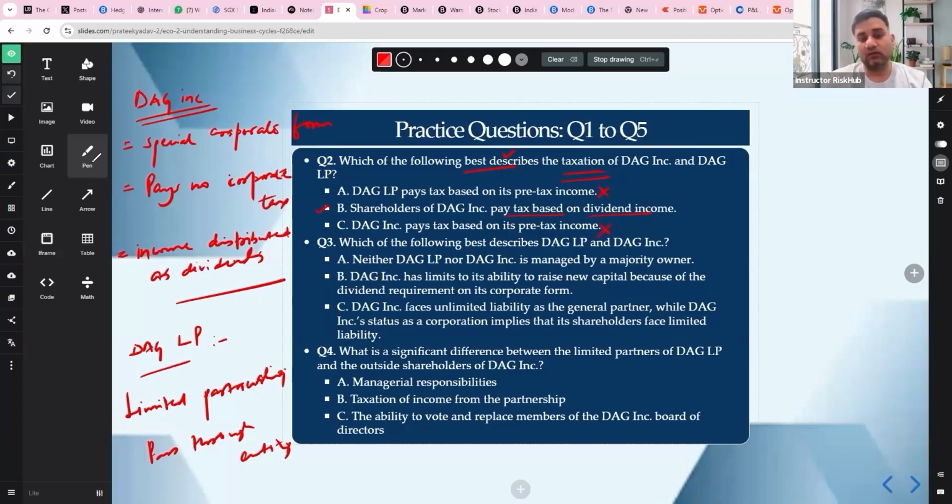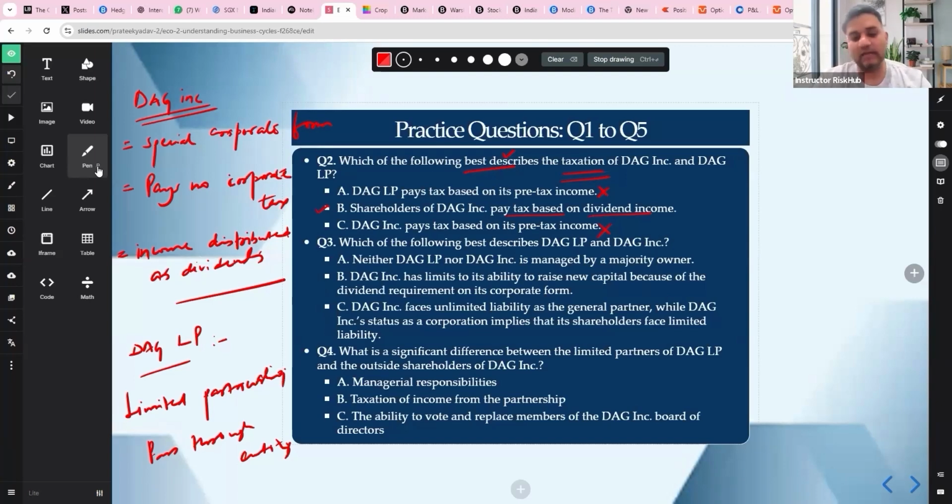Then you talk about the description of DAG LP and DAG Inc. Again, if you go back and see the question, it is given that DAG Inc. is the general partner of DAG LP. A general partner has unlimited liability. DAG Inc.